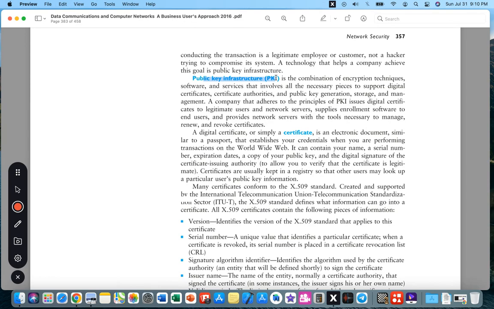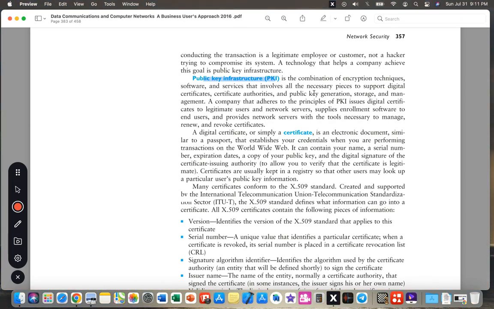PKI is a combination of encryption techniques, software, and services that involves all the necessary pieces to support digital certificates, certificate authorities, and public key generation, storage, and management. All right, this is the public key infrastructure: a combination of encryption techniques, software, and services that involves all necessary pieces to support digital certificates, certificate authorities, and public key generation, storage, and management.